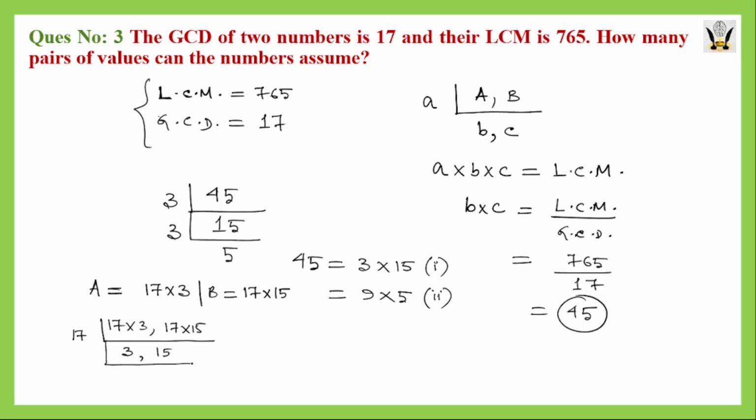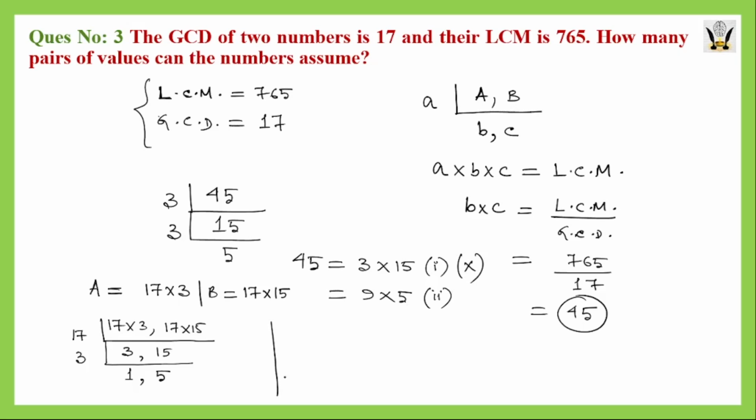But still between 3 and 15 there is one more common factor, which is 3. And if we further divide by that, then it will be 1, and here we will have 5. So what we can see here is 17 is no more the GCD of these two numbers. Rather, the GCD will be 17 multiplied by 3. So it is not satisfying the criteria. At the same time, the LCM is no more 765, because 765 we get when we multiply 17 by 45, but this time the LCM value will be 17 multiplied by 15. So this combination is not possible.